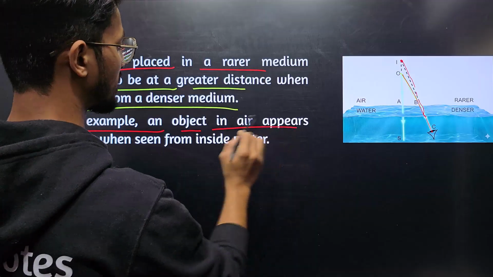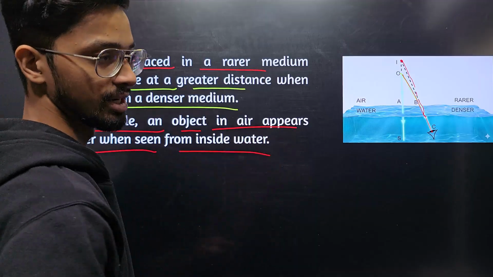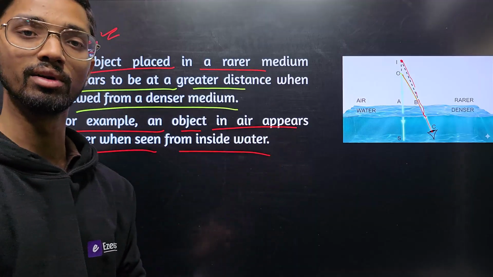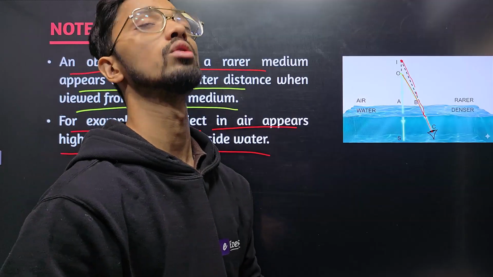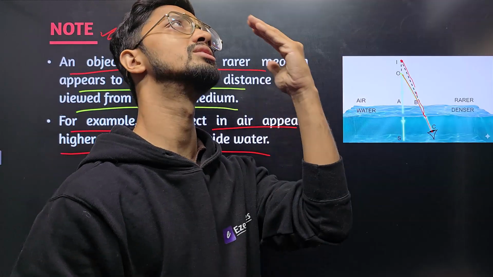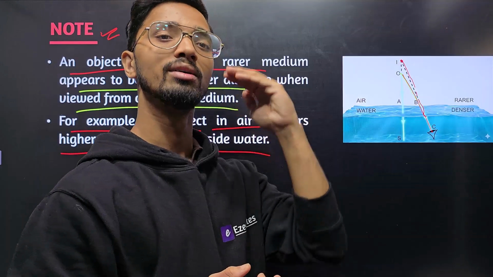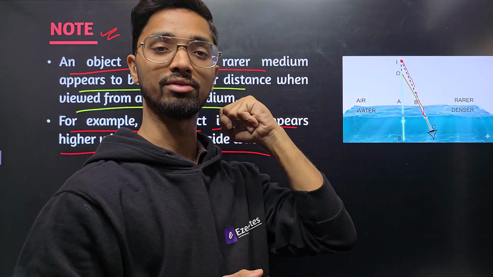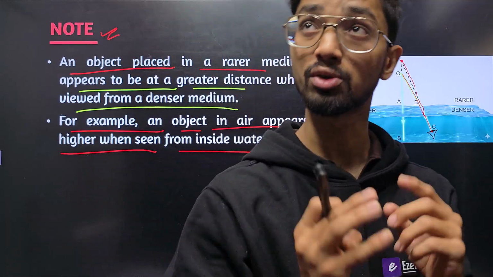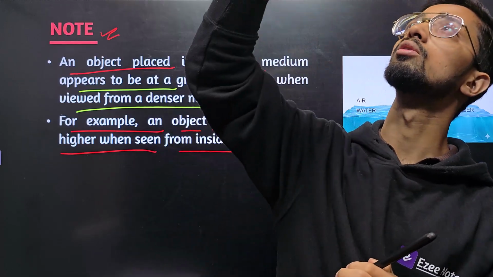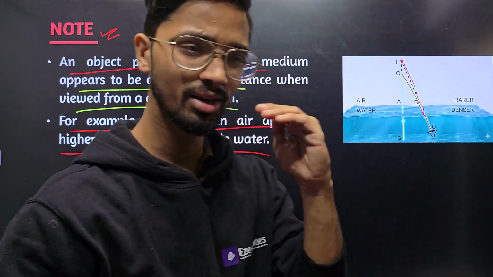For example, an object in air appears to be higher when seen from inside water. Whenever you are swimming and you look upward, the things you're seeing up look a bit higher from their actual position. It might be here, but it will look to you somewhat higher, here.